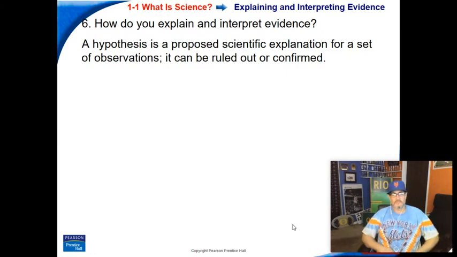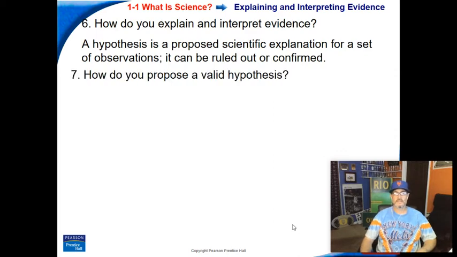I think the definition in the book is a statement about an observation, so you can simplify that definition if you want. It is kind of an educated guess, and the reason why it's an educated guess is because you've actually made an observation. And you could use an experiment or a set of steps to confirm it or deny it, and that would be ruling it out.